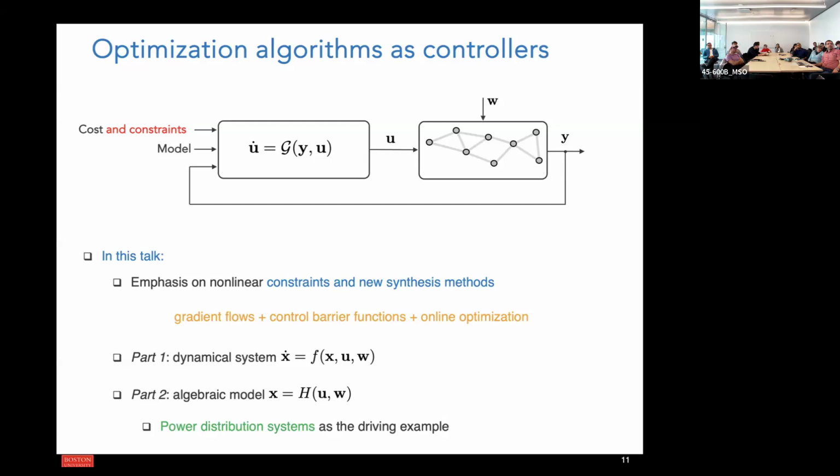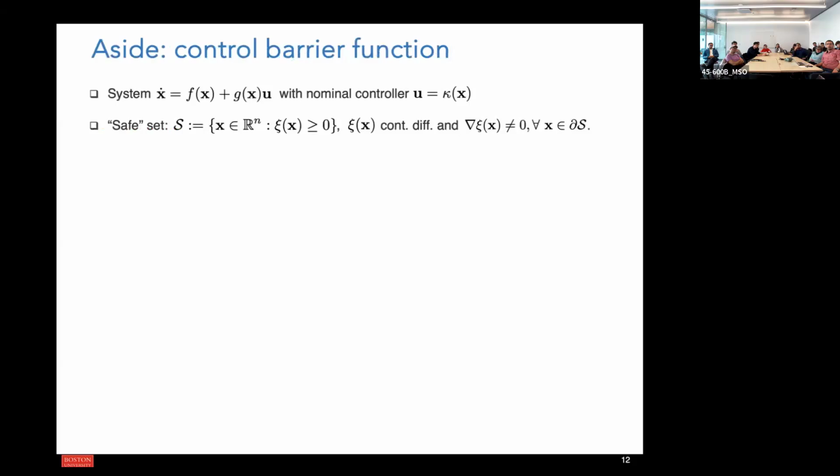In the second part, instead, I'm going to be considering the case where the system can be modeled as an algebraic map. And I will use power distribution systems as a guiding and driving example for this second part. So the first one is going to be a bit up in the air, generic. In the second, I'm going to use voltage regulation for distribution systems as a driving example. Okay, all right. So I'm going to dive into the first part.